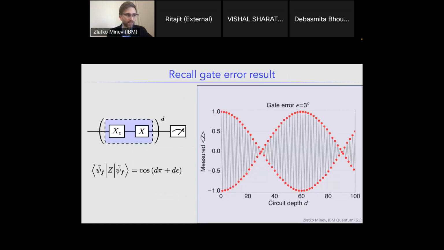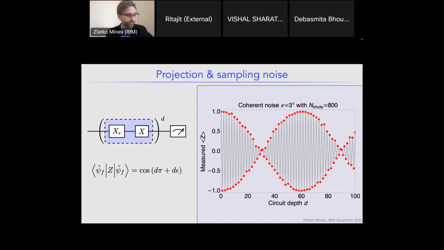So let's see what that looks like. You notice that if we had our previous example, without any gate error versus with a gate error of 3% angle, we found an oscillation that would look like this. And notice that everything is smooth on top of this oscillation. However, we didn't yet account in our model for this projection noise.